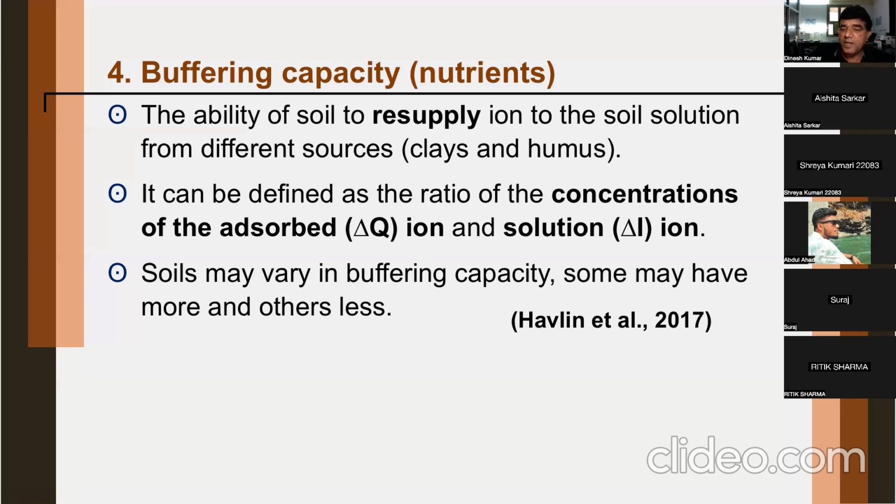Soils may vary in buffering capacity. Some may have more and others may have less. So buffering capacity varies. Normally, the higher the buffering capacity, the higher is the replenishment, or the higher is the availability of the nutrients.